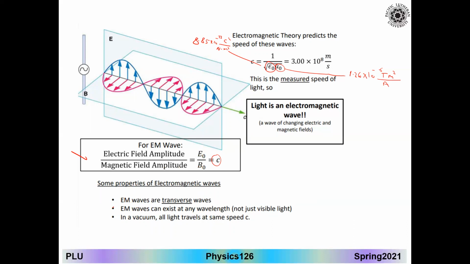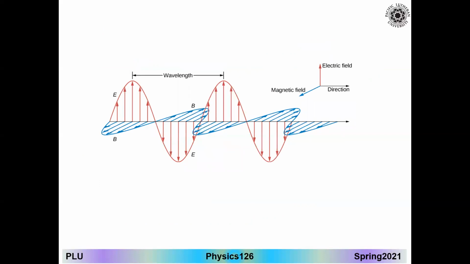Another thing here is the electromagnetic wave can exist at any wavelength, as we will see in the next lectures. We'll see the spectrum, and in a vacuum, all light travels at the same speed. So now we need to see how to represent the wave itself. We have the electrical field going up and down, and the magnetic field going right to left. They are perpendicular, and the direction of the wave is the direction in which the wave travels.